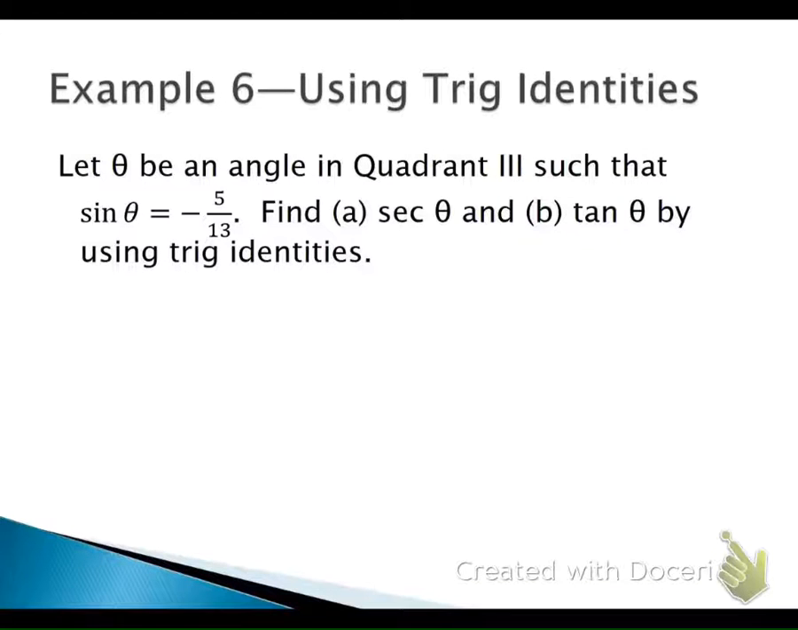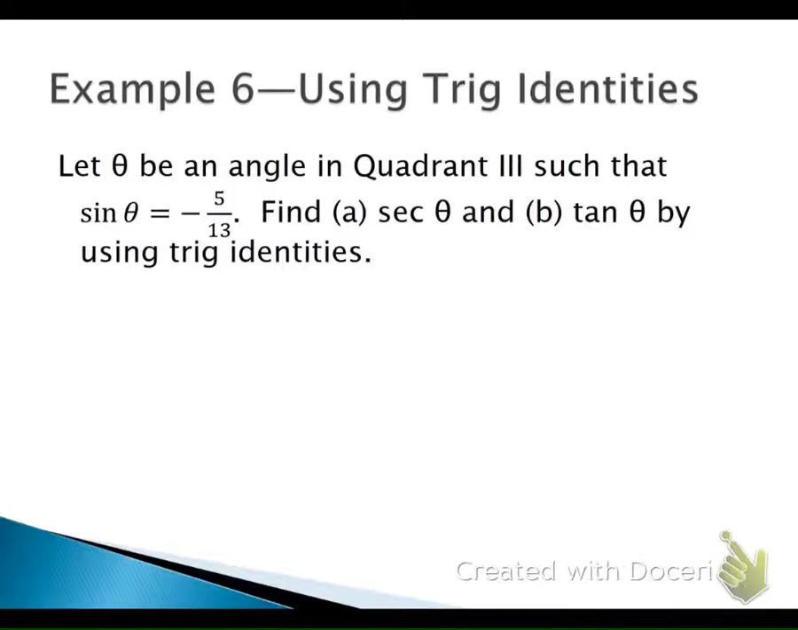Okay, example 6, using those trig identities. It says, let theta be an angle in quadrant 3 such that sine of theta is equal to -5/13. Find A, secant of theta, and B, tangent of theta by using trig identities. I know there's other ways to do this, guys, but the direction says use trig identities, and that's what we're looking for. All right, so first we're looking for secant.